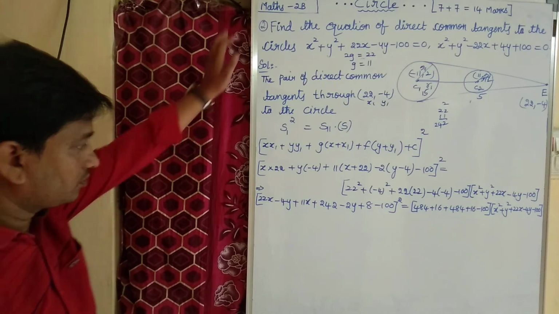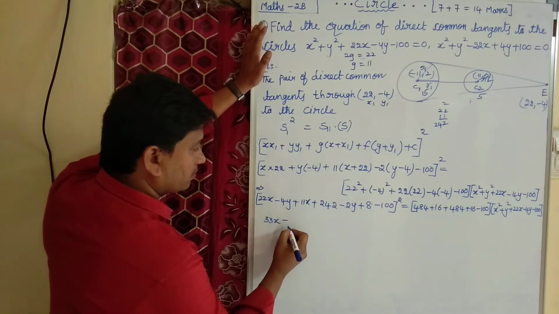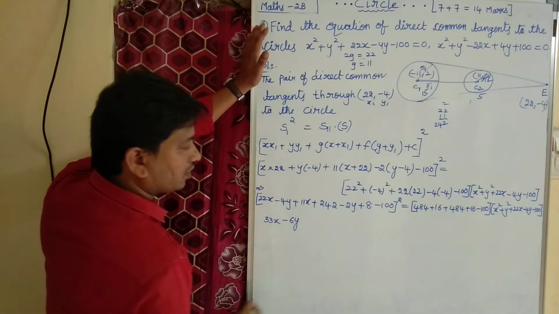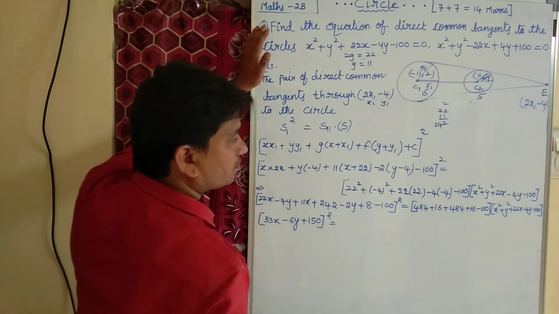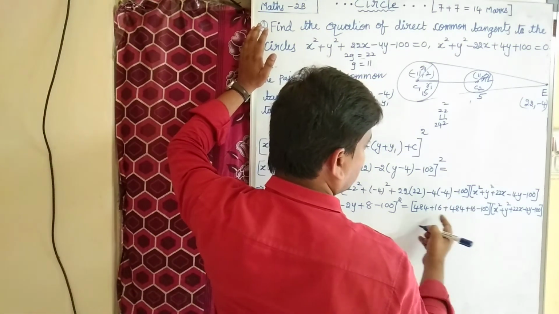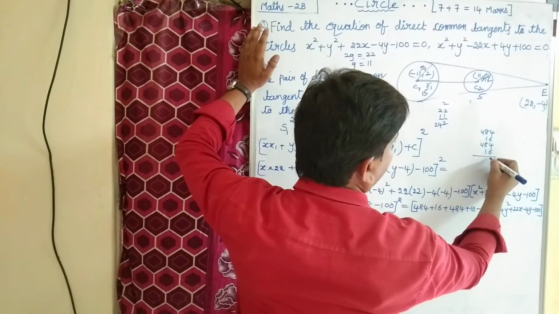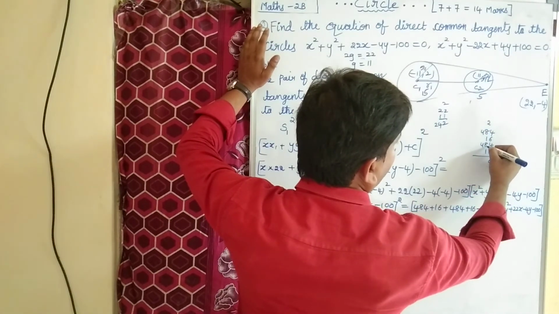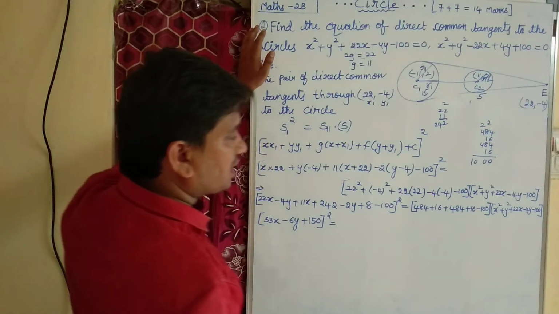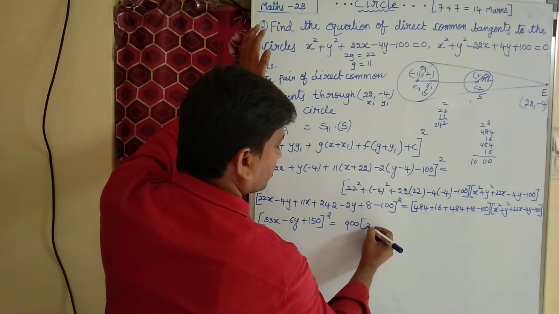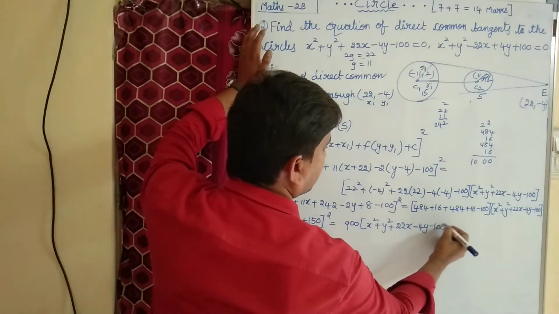Right? Now 22 plus 11, that is equal to 33x, minus 4y minus 2y, minus 6y, 242 plus 8, 250, 250 minus 100, 150, equal to, let us add 484 and 16, that is 500, which is equal to 1000, 1000 minus 100, that is equal to 900 into x square plus y square plus 22x minus 4y minus 100. Right?